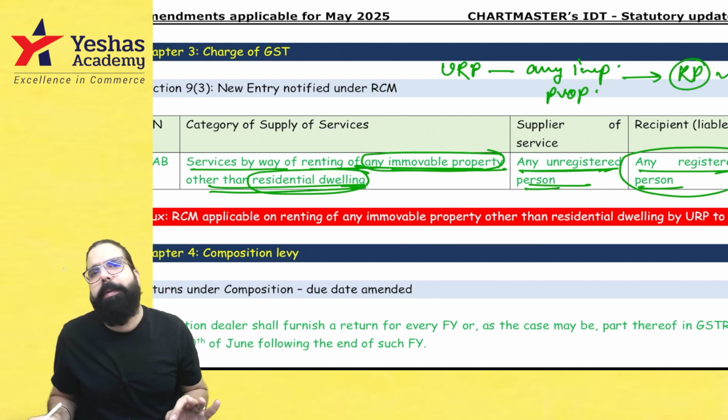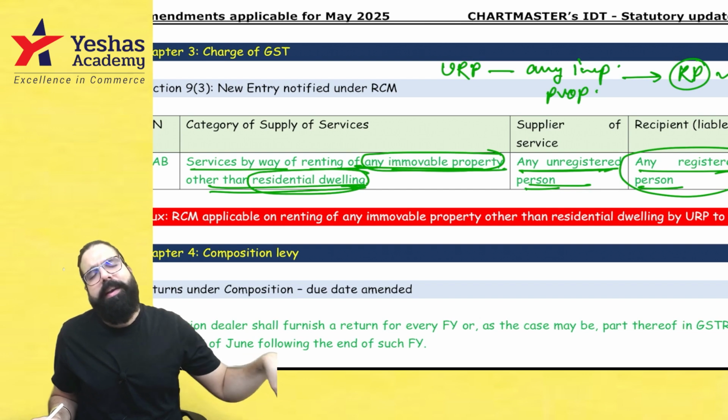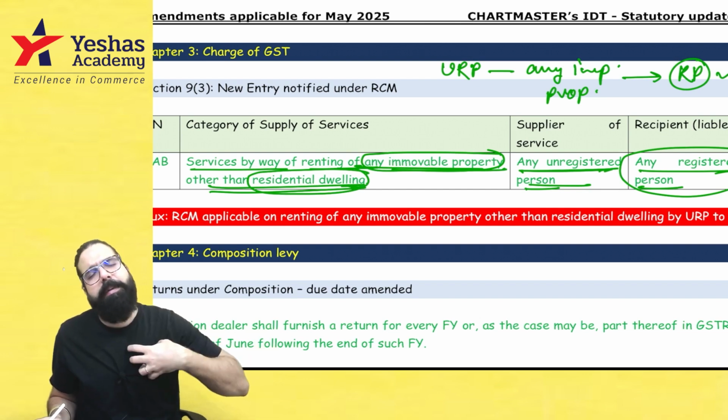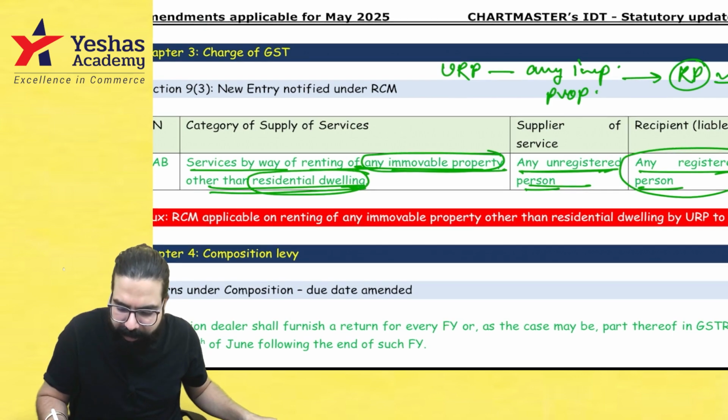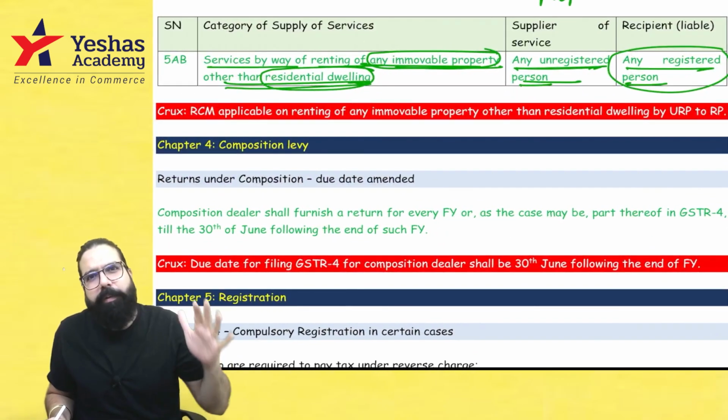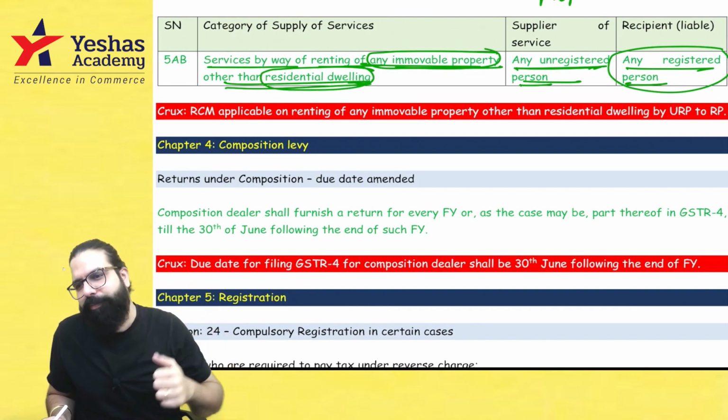I have given you an example also. My landlord is an unregistered person. I have taken his commercial building on rent and I am a registered person, so I have to pay GST under RCM. Is this point 100% clear to all? Quickly give me a heads up everyone. I want a heads up from everyone.